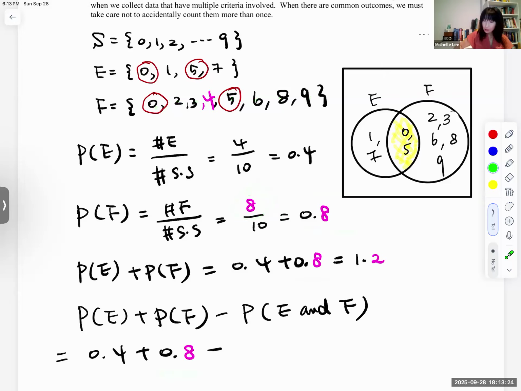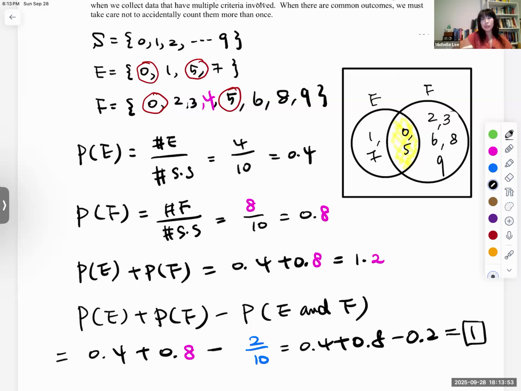Then in this case, what's the probability of event E and F? It's 2 out of 10, that's 0.2. So there will be 0.4 plus 0.8 minus 0.2, which is 1. We can see that their sum is equal to 1. Make sense?